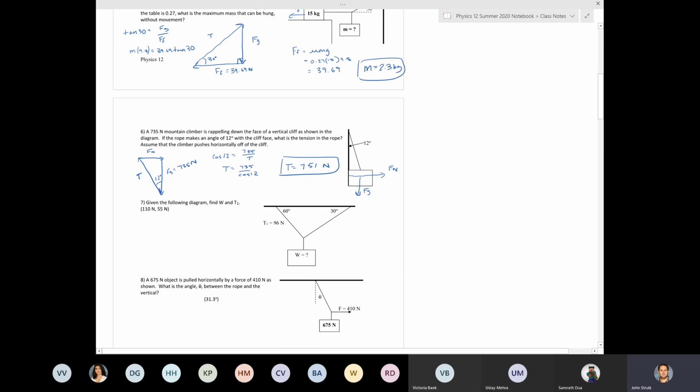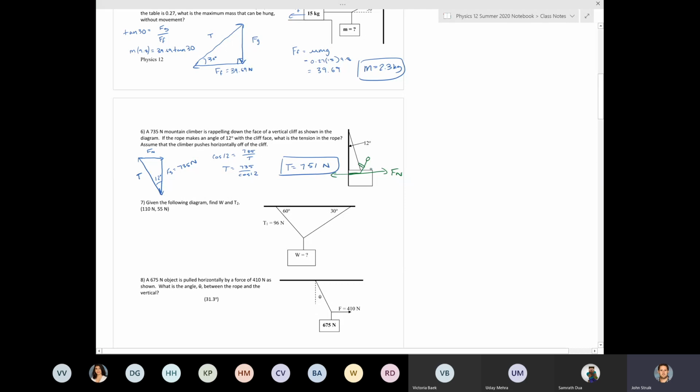The mountain climber is drawn as a box, which doesn't really help, but when the person's hanging from the rope, you have to pretend they're hanging from the rope like this, where their feet are pushing against the cliff and their hands are on the rope. Normal force is a reactionary force of a surface against something pushing against it. So the cliff will push back with normal force going that way.